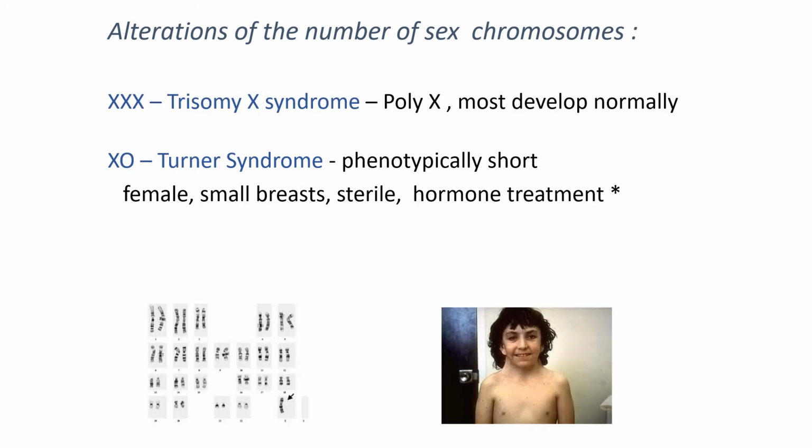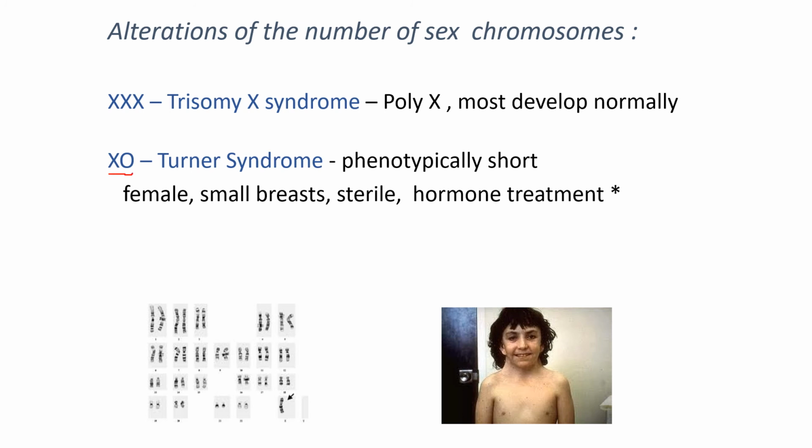Here are a couple more that affect the sex chromosomes. There's XXX, which has an extra X chromosome, called trisomy X syndrome or poly-X syndrome. Most of these would develop normally. You'd never know, phenotypically looking at them, that they had any issues. The opposite scenario, where this one would be an extra chromosome, is Turner syndrome, where one is missing.